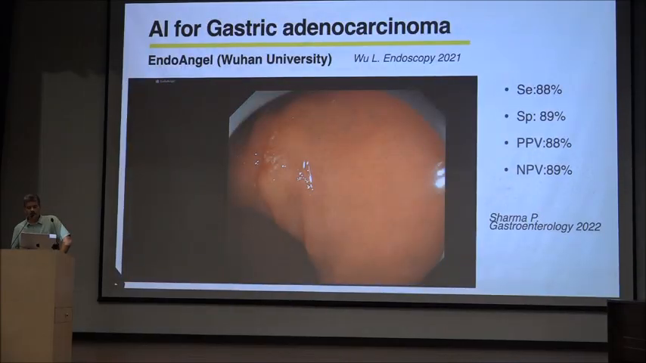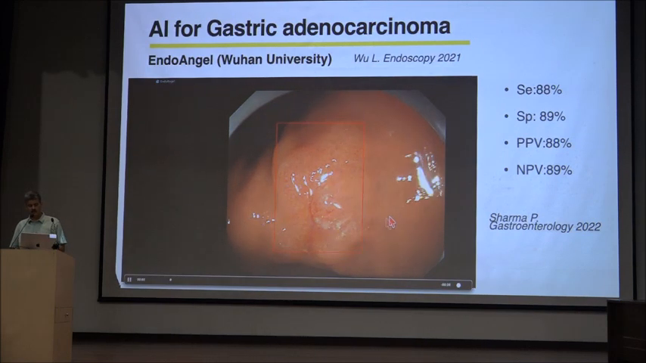Now for gastric adenocarcinoma, most studies have actually come from China, mainly Wuhan University and Nanjing, and also Xingzai. And this was another publication by Pratik Sharma, again pooled data from 7, and even in the stomach, where as endoscopists we miss so many lesions, it shines, and I'll show you. This is the Endo Angel developed by Wuhan University.